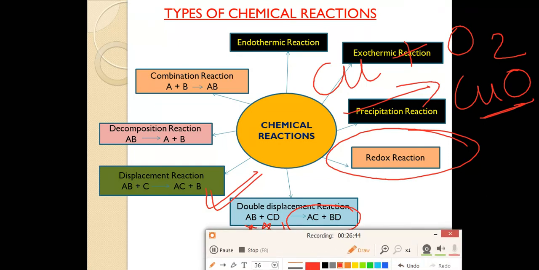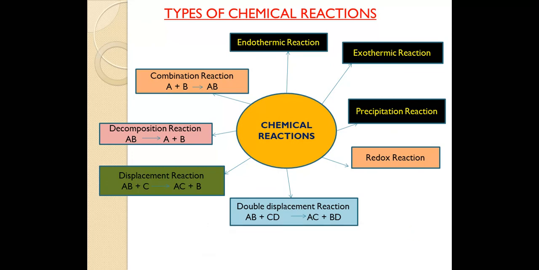Now, what is the meaning of endothermic, exothermic and precipitation reaction? Endothermic reactions are those reactions in which energy is absorbed in the form of heat and light to carry out the reaction. Exothermic reactions are those reactions in which energy is liberated in the form of heat and light. And precipitation reactions are those reactions in which precipitate is formed. So what is precipitate? Precipitate is an insoluble solid which is not soluble in water.